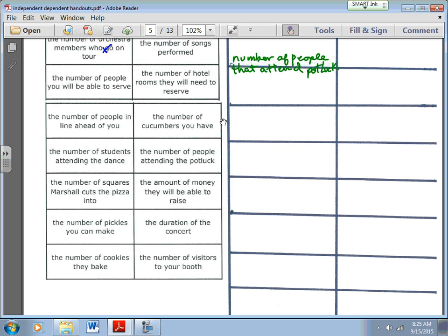The number of squares Marshall cuts the pizza into. What was the number of visitors to your booth? The number of visitors to your booth. I thought that was the total amount of candy that you're handing out. See, the total amount of candy you will hand out, and did you make them up?